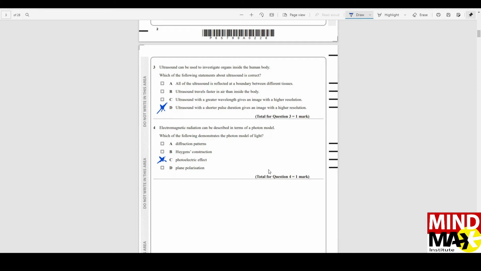Ultrasound with a greater wavelength gives an image with high resolution. Higher wavelength means lesser energy. We know that, right? If there is lesser energy, you're not gonna be able to penetrate deep into the body. That's why high resolution is impossible. So that leaves D, which is the only correct answer. Number 4, which of the following demonstrates the photon model of light? There's only one, which is the photoelectric effect.